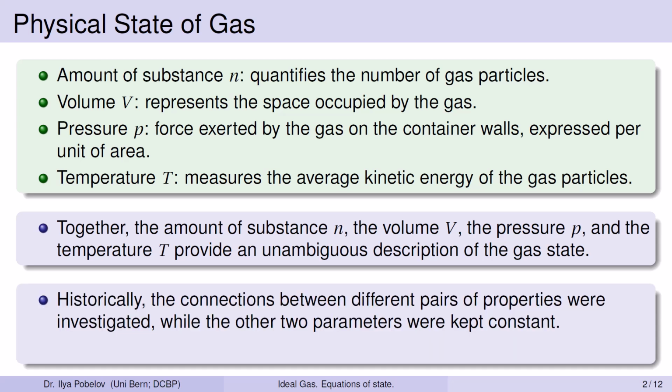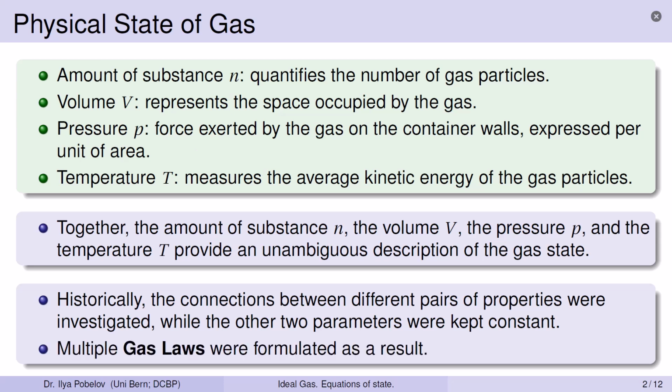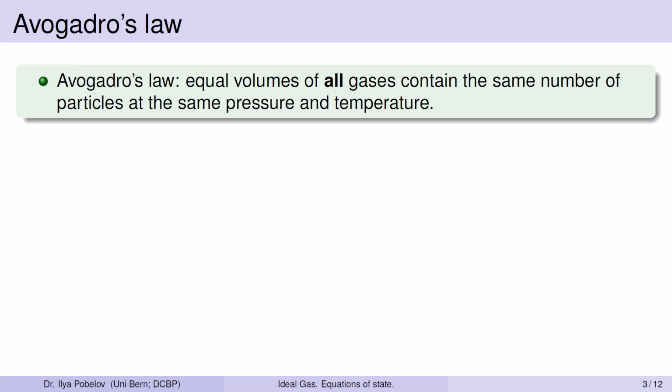Historically, the physical state of gases was first studied by investigating the connections between different pairs of these properties, while the other two parameters were kept constant. As a result, multiple gas laws were formulated. Avogadro's law states that equal volumes of all gases contain the same number of particles at the same pressure and temperature. Two slightly different statements follow from this law.